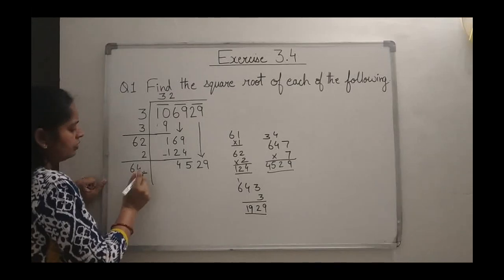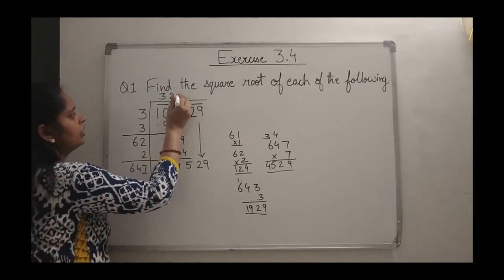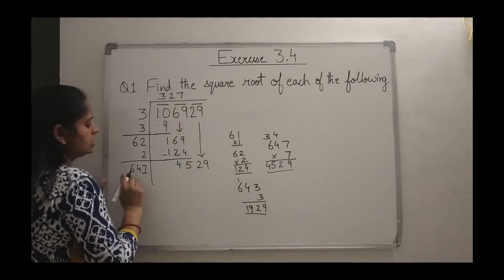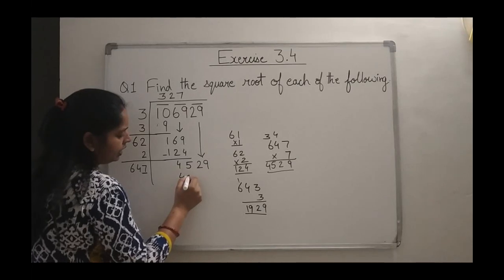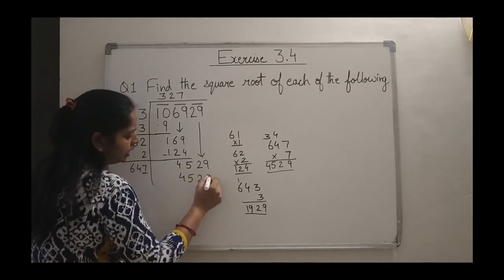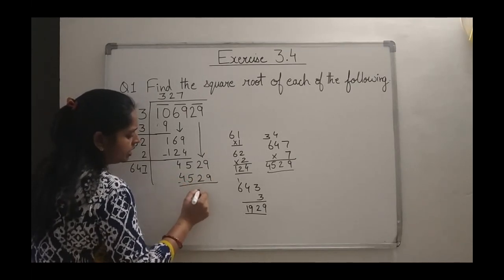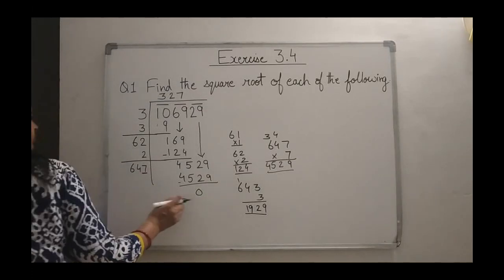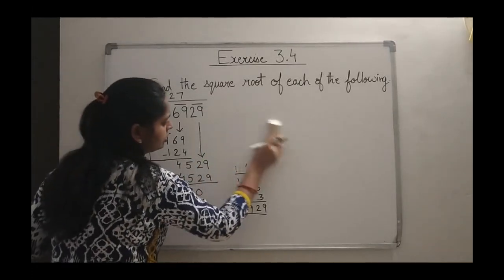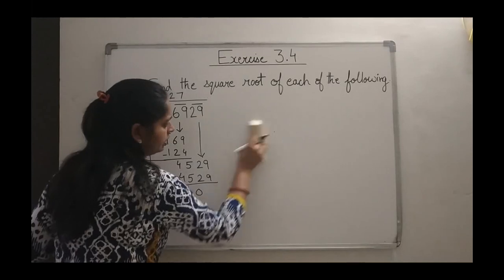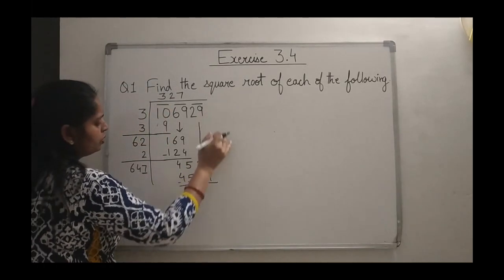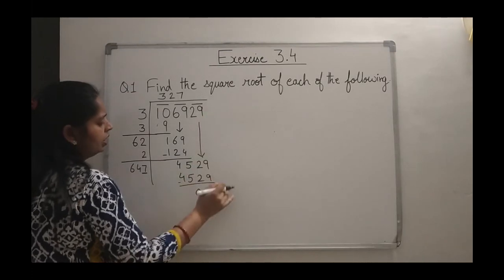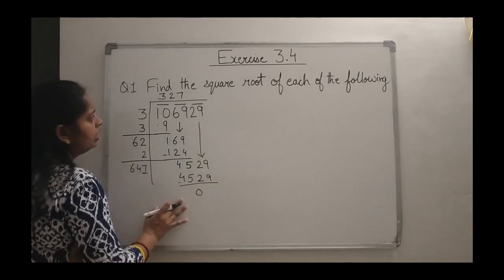So what entry do we have to make here? 7. If we enter 7 here, we have to put 7 here, and 647 multiplied by 7 will give you 4529. And then you will subtract. This will be 0. This is your rough work, you have to do it in the rough work. Now, as soon as we get 0 and there is no next pair to take down, we are done with the square root.